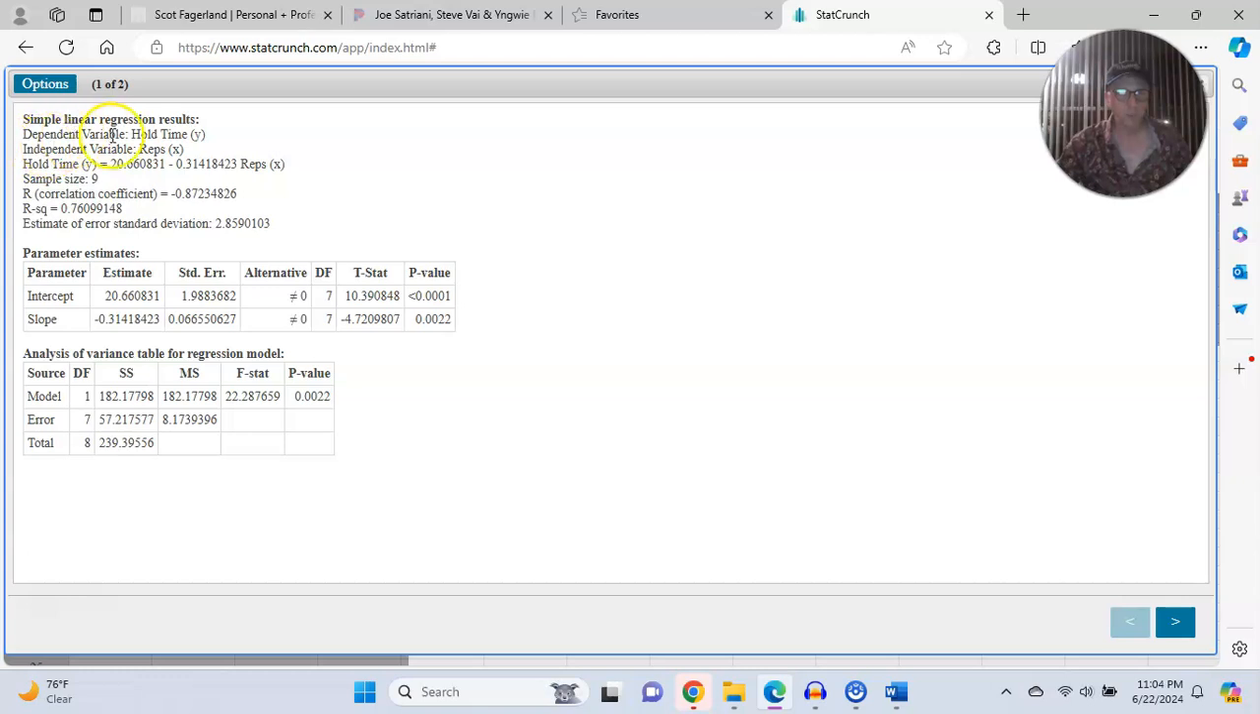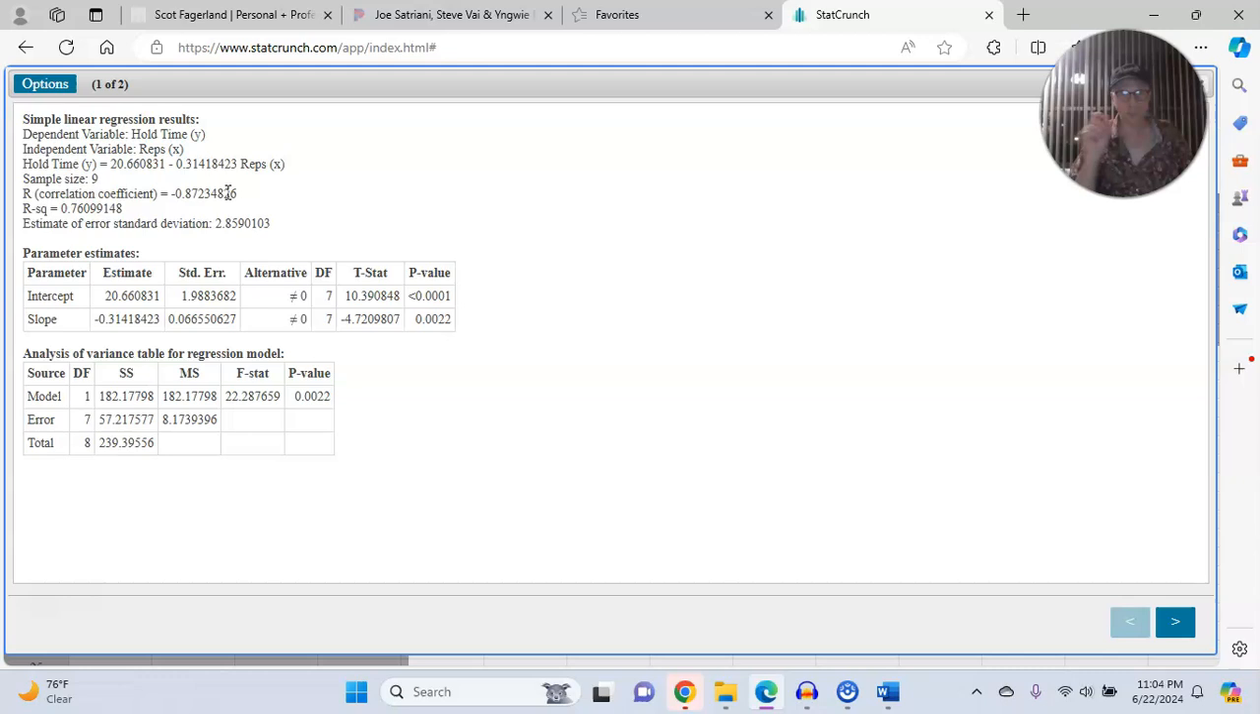Okay, so this summarizes that the dependent variable is hold time y. The independent variable is the number of representatives x. Remember that we've just learned new words for these in this context. The independent variable is also known as the predictor variable, and the dependent variable is also known as the response variable. Okay, this is the equation we're looking for. The hold time in minutes, y, equals 20.66 minus 0.31 times the number of reps, x.